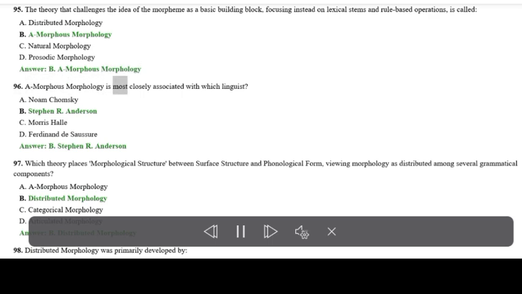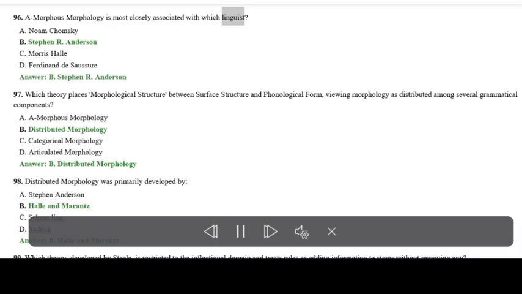96. Amorphous morphology is most closely associated with which linguist? A. Noam Chomsky. B. Stephen R. Anderson. C. Morris Halle. D. Answer: B. Stephen R. Anderson.